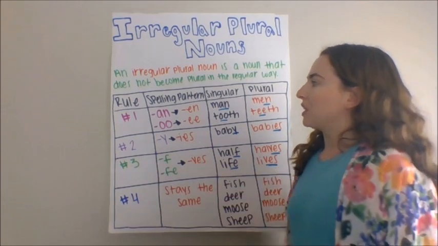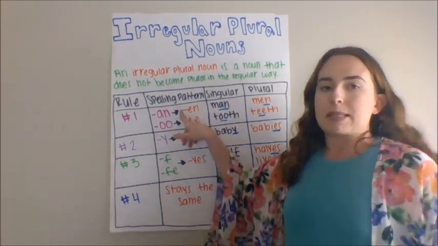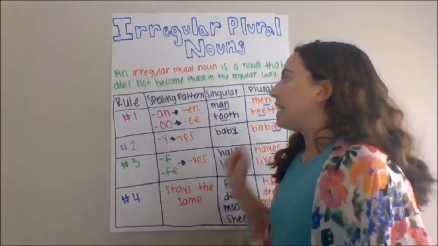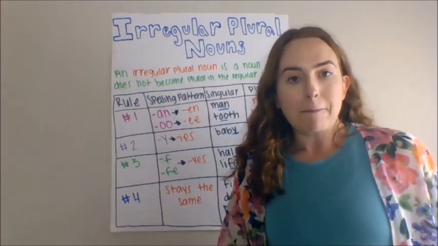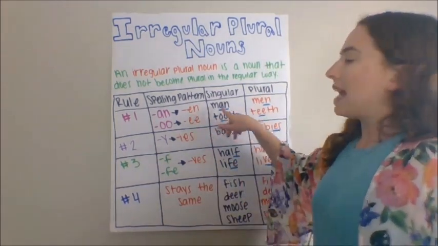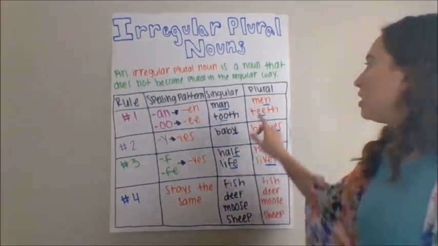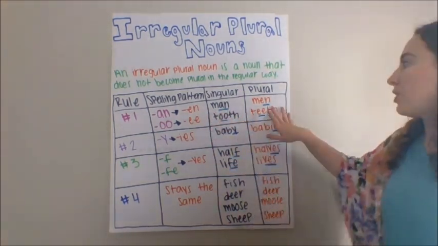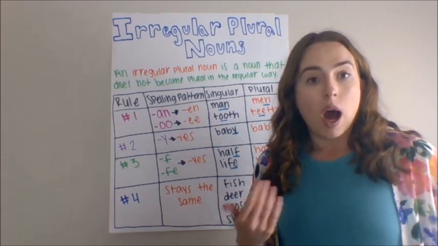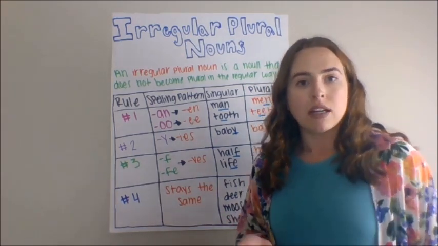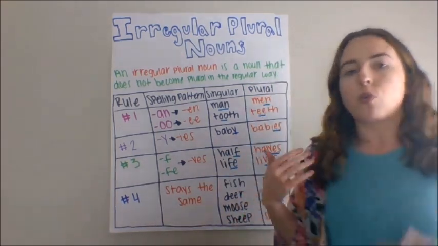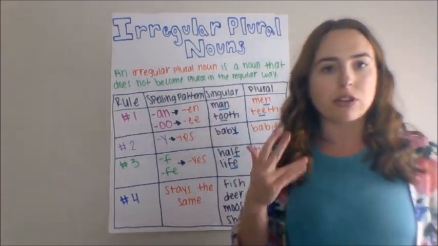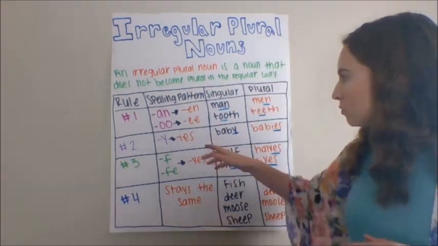So the first rule we're going to go over is the spelling pattern of an, such as in man. When you see an A, sometimes you will change it to an E. So singular man, plural would become men. Another example of this is woman. More than one woman would be women. So 2 women, 3 women, women.